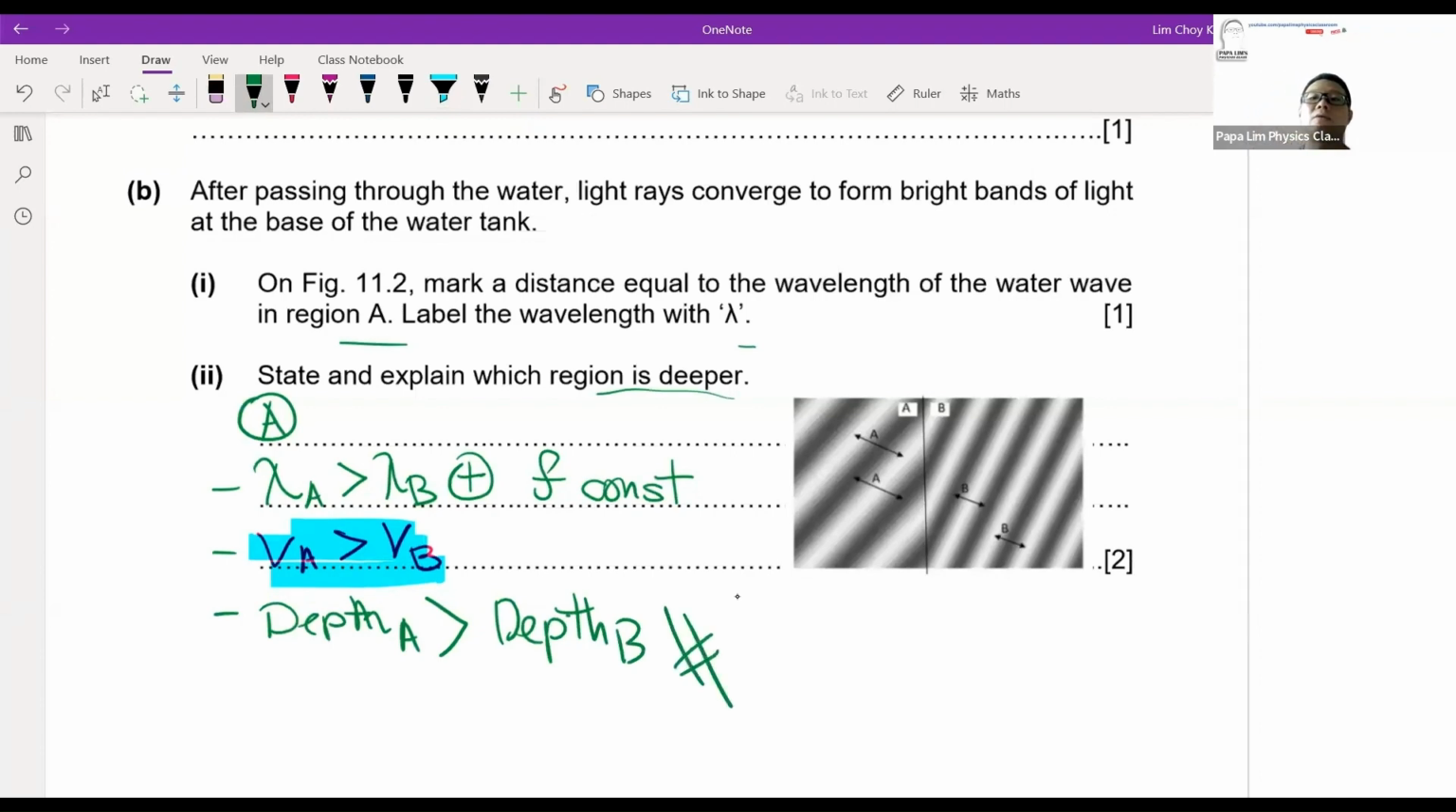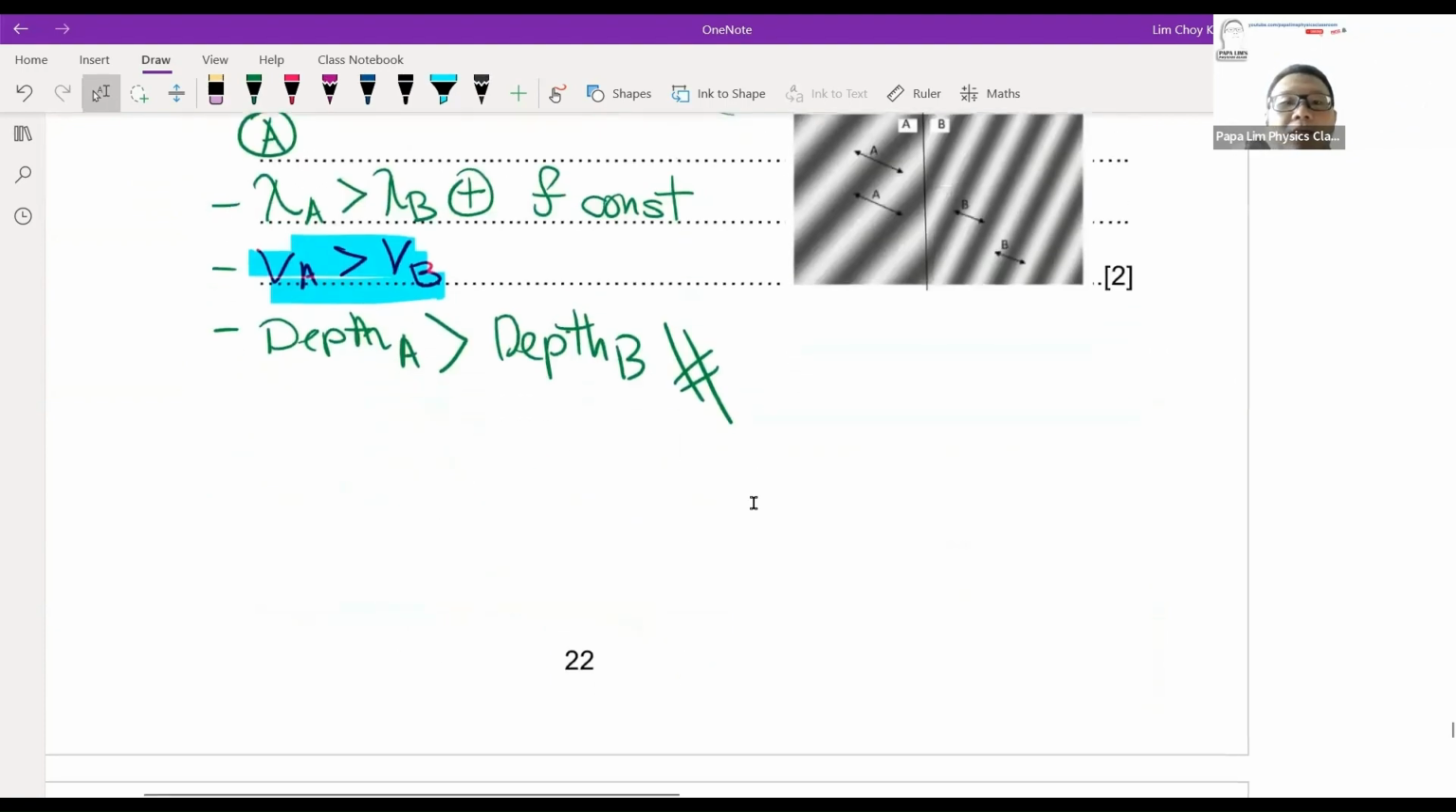So this is how I use the wave formulas: by looking at the wavelength, the frequency, and the speed. From the combination of these three factors, I will be able to deduce the depth of the medium itself. So this train of reasoning, students, you have to take note of: using the wavelength to deduce the depth of the medium itself.